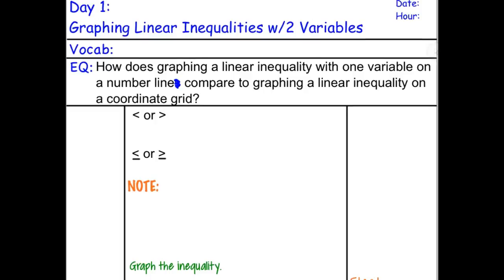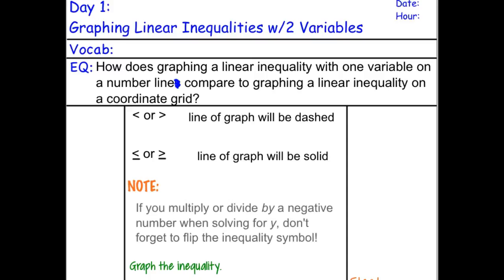So when we start talking, we've got to take a look at our symbols and how that transitions from one dimension to two dimensions. The line of a graph will be dashed if it's greater than or less than. And if we have greater than or equal to, or less than or equal to, then the line graph will be solid. Remember, if we're multiplying or dividing by a negative number when solving for y, don't forget to flip the inequality symbol.